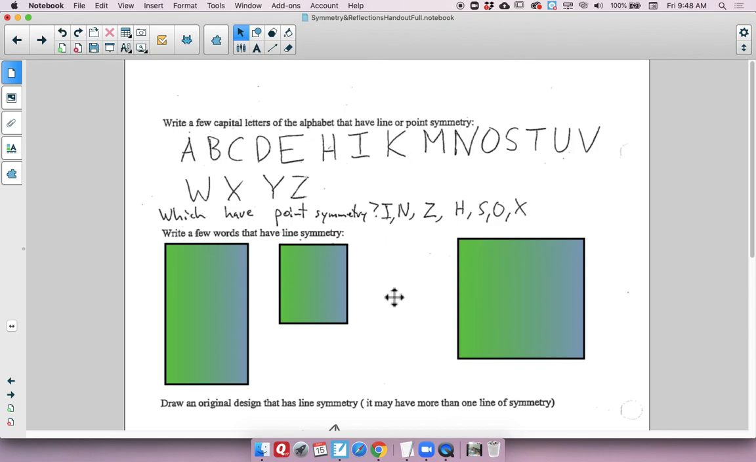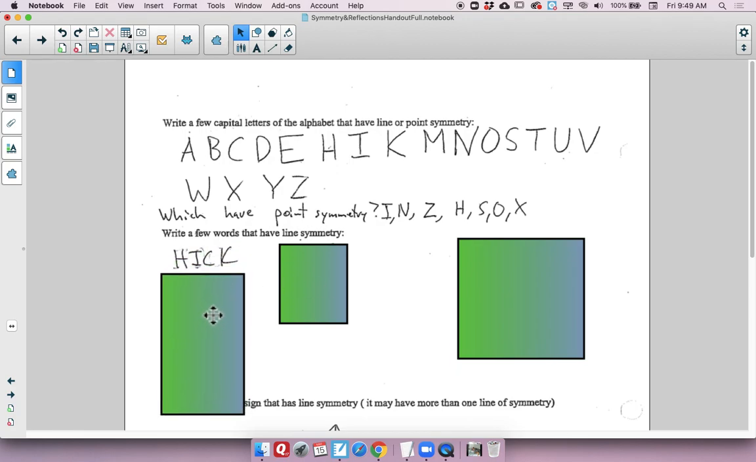Now I want you to come up with some words that have line symmetry. And there's all kinds of words. These are just some examples, but here's one just to get you started. Hic, can you see where the line symmetry would be? It would be right across there, right? Fold upon itself. So see what else you can come up with.